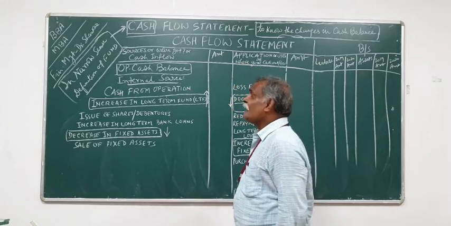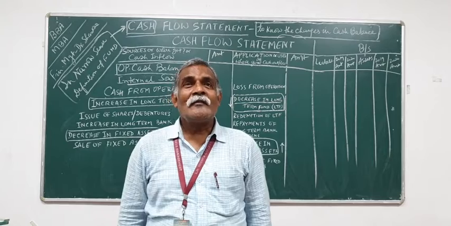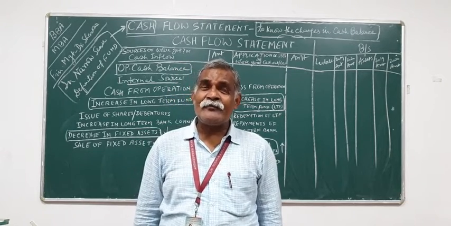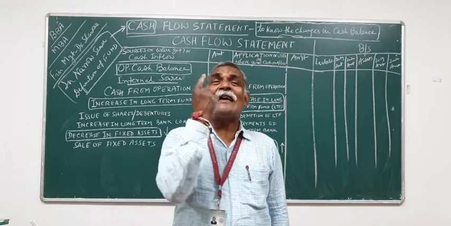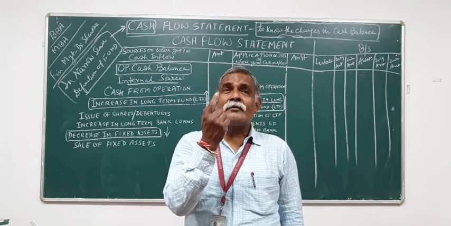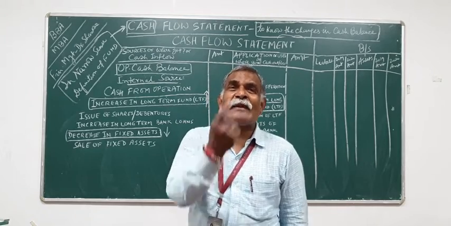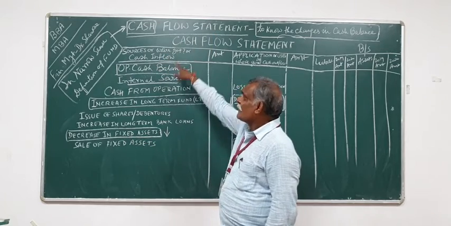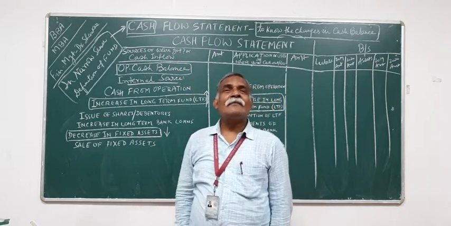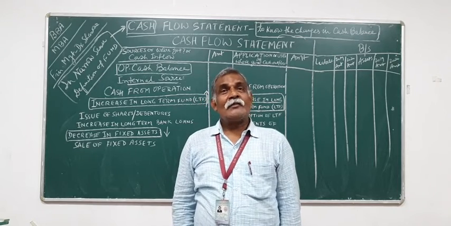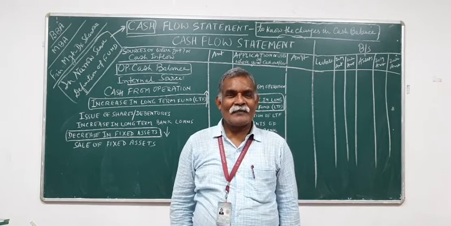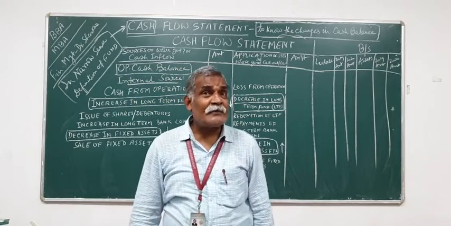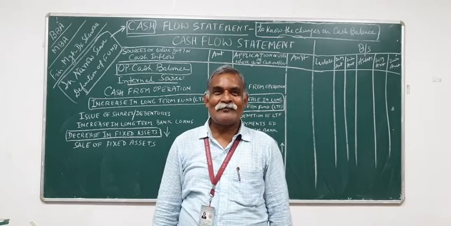Now, in cash flow statement, because we want to calculate the changes in cash balance, the first element through which we want to start this cash flow statement is opening cash balance. Opening cash balance is the first head, first element which one should consider. And from where you will get and how you prepare this cash balance? With the help of 2 years balance sheet.